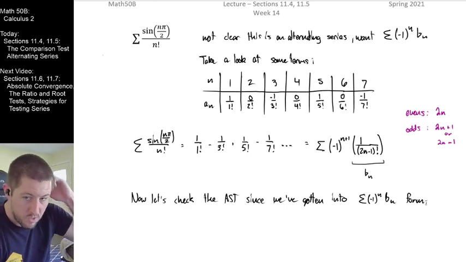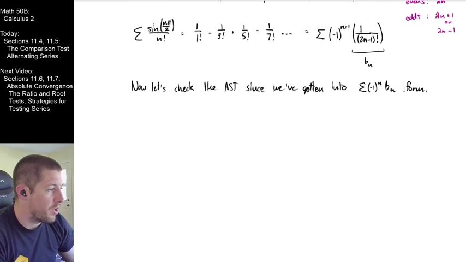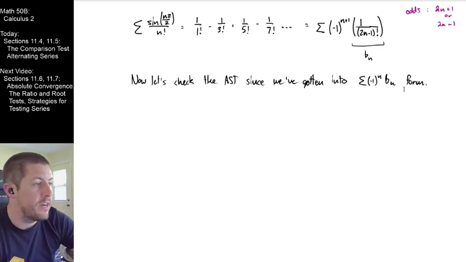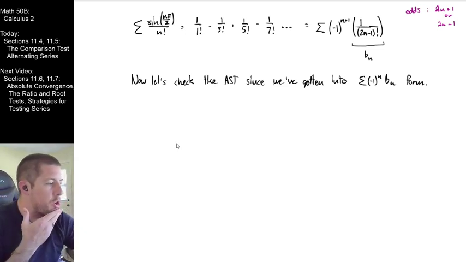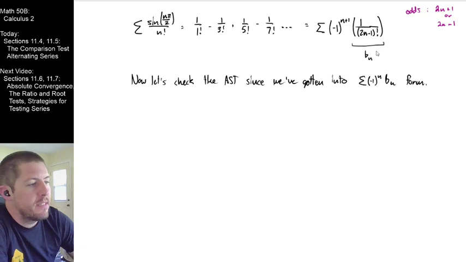Okay, so what do we got to show here? One, we got to show that this is a decreasing series. Two, we've got to show that the size of the b sub n's goes to 0. So let's do those two things.